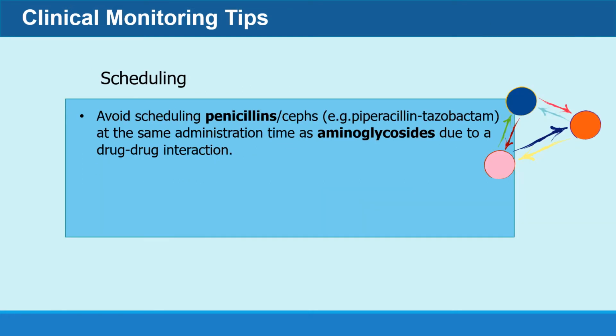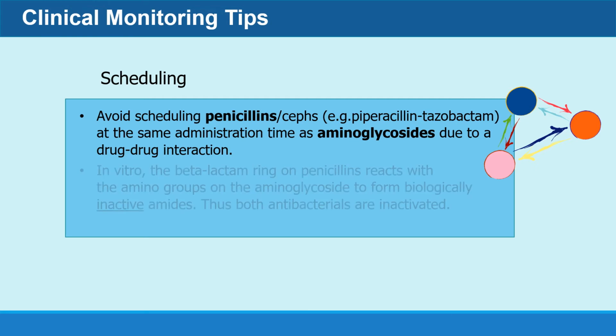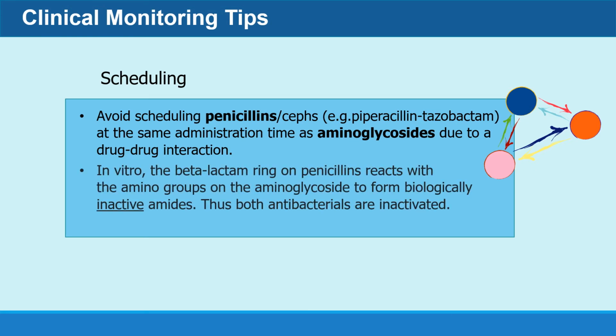When scheduling antibiotics, avoid scheduling penicillins and cephalosporins like pip/tazo at the same administration time as aminoglycosides due to a drug-drug interaction. In vitro, the beta-lactam ring on penicillins reacts with the amino groups on the aminoglycoside to form biologically inactive amides. Thus, both antibacterials are inactivated.